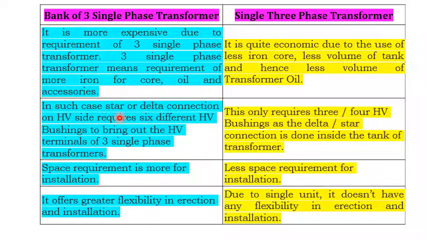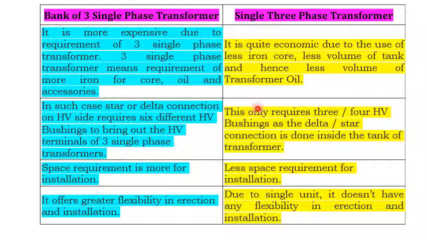So in case of the bank of 3 single phase transformers, star or delta connection on the HV side requires 6 different HV bushings. Why do we require 6 HV bushings here? Because 3 are incoming, 3 are outgoing. That means for the supply side 3 and load side 3, a total of 6 different HV bushings are required to bring out the HV terminals of 3 single phase transformers.